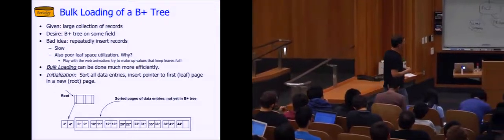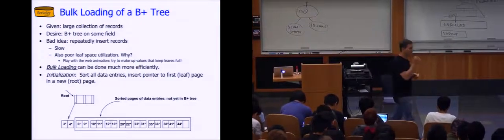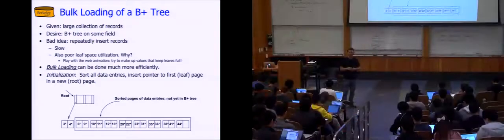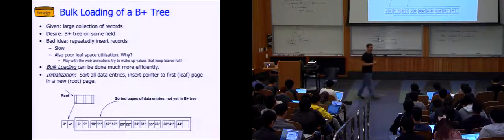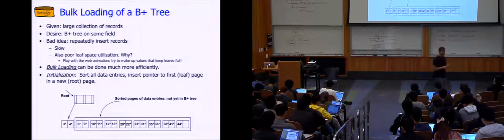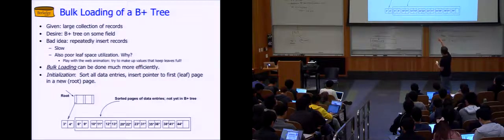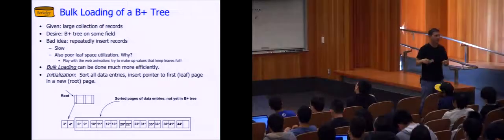It's very inefficient to repeatedly run the insertion algorithm for B trees on each row of that million tuple table. Why is that? Why would it be a bad idea to just run insert over and over and over? Well, it's slow, and it also has poor leaf space utilization. All right, but why is it slow? Why is it slow to do multiple inserts?